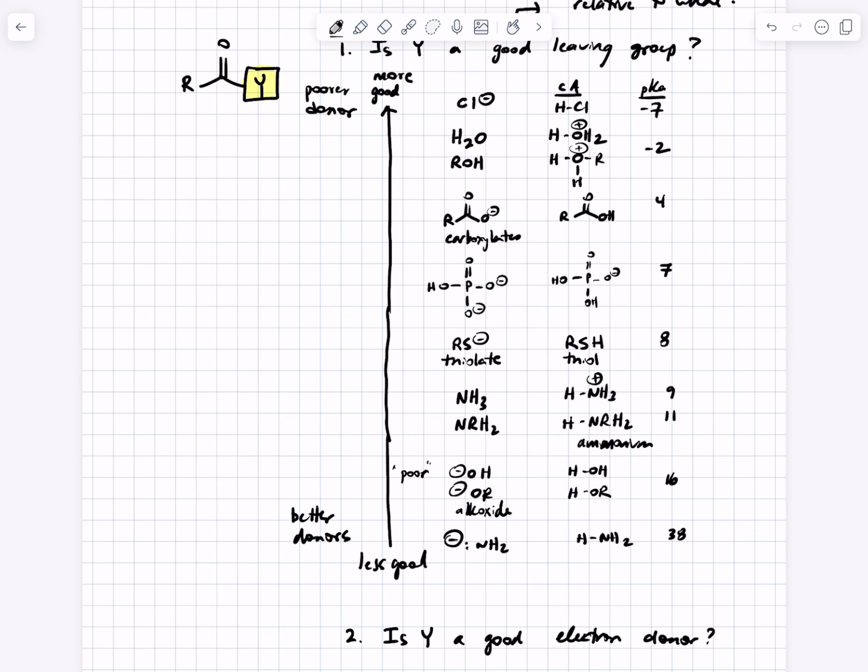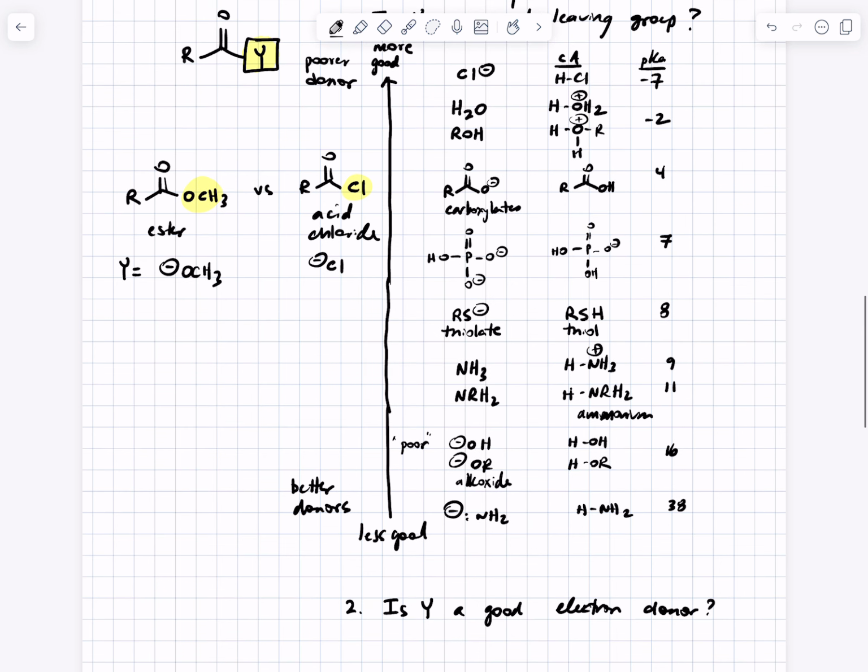Now let me try to illustrate why we care, okay? And we won't get to the end of this, but I want you to compare in reactivity this ester versus this new functional group called the acid chloride. And we want to determine which of these two is the better electrophile. We're going to focus in on the identity of that Y group as a donor. You know that, so what is the Y group here? The Y group would be methoxide, or over here would be chloride. Methoxide is a good donor. Cl minus is a poor donor.